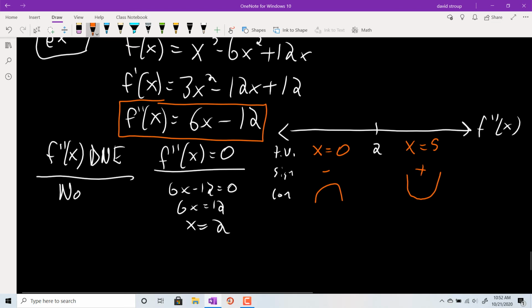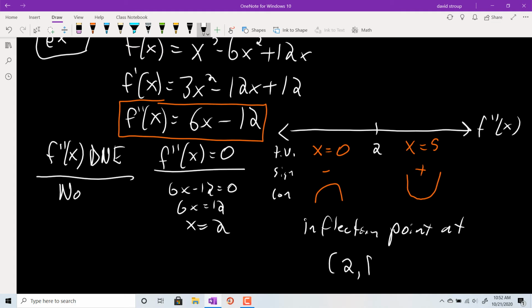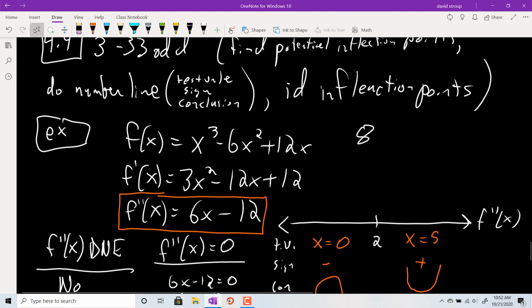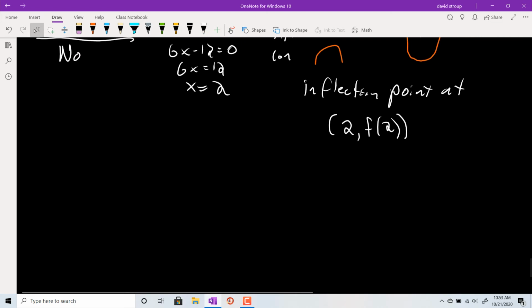So we have an inflection point at the point 2 comma f of 2, whatever that is. So you have to plug it back into the original function. In this case, it'll be 8 minus 6 times 4 plus 12 times 2. So 8 minus, I guess it's just 8. Okay, well, that's nice. So this is 2 comma 8.